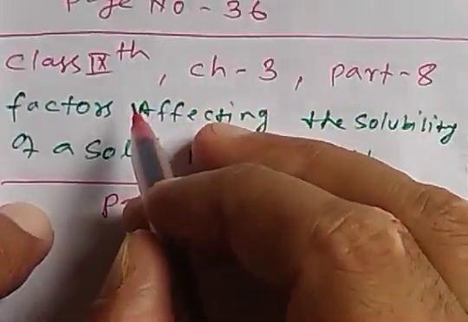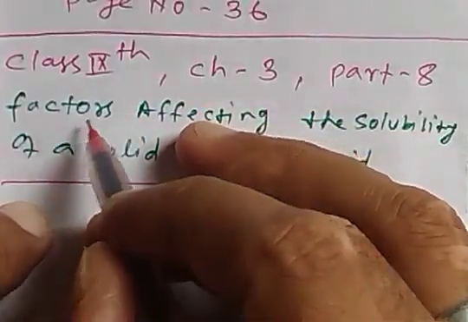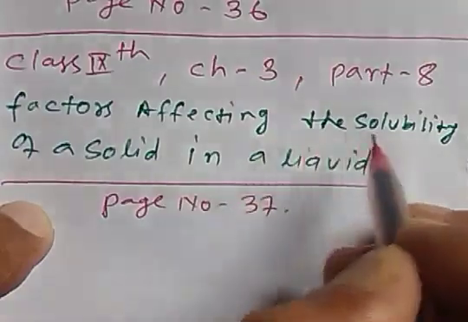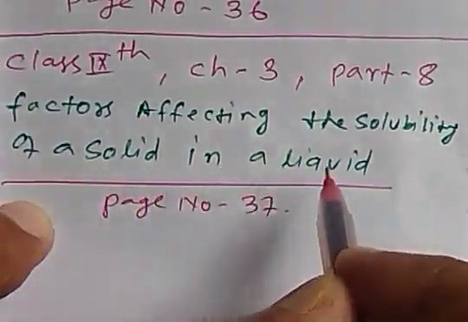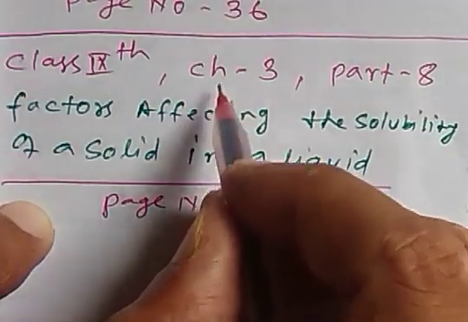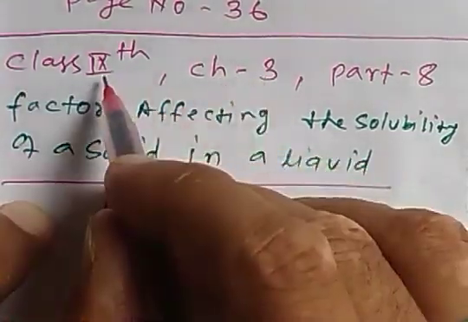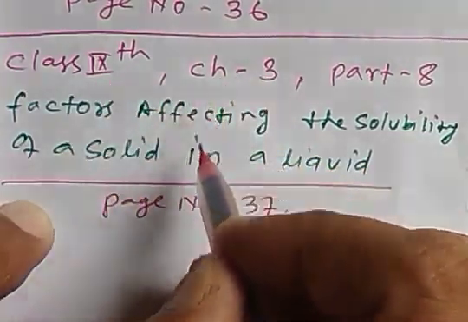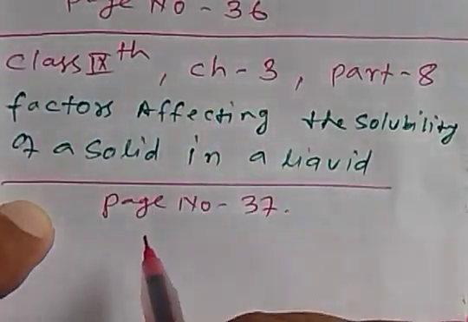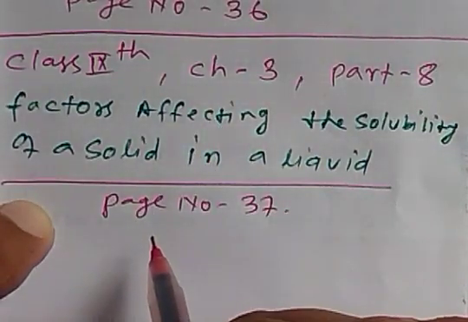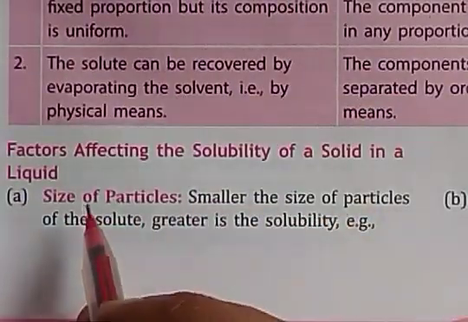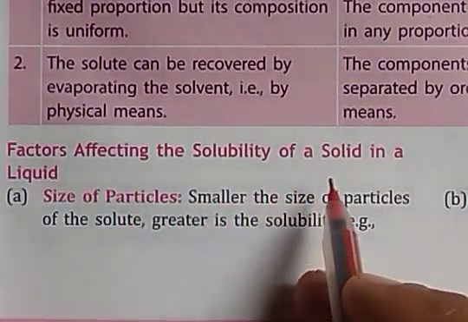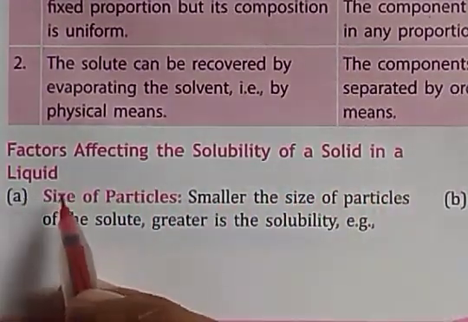Hello, dear students. Let's start the topic factors affecting the solubility of a solid in a liquid. That topic is from chapter 3 of class 9th in subject chemistry. Now, let's open your chemistry book and come to page number 37. The factors affecting the solubility of a solid in a liquid.